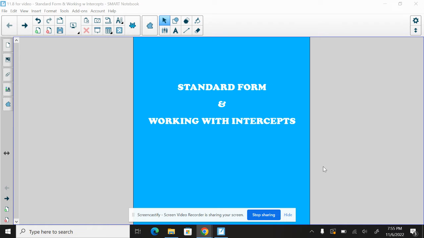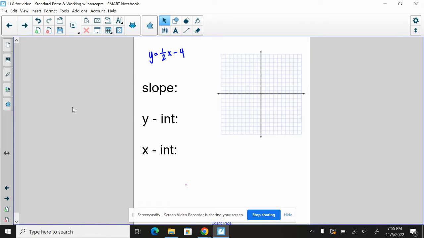Hi, everybody. It's Mrs. Bixler here, and we are going to talk about standard form and working with intercepts, which is very, very exciting. It's sort of the next step in our work with linear equations. So let's throw it back a little bit. And I want you right now to graph this equation.